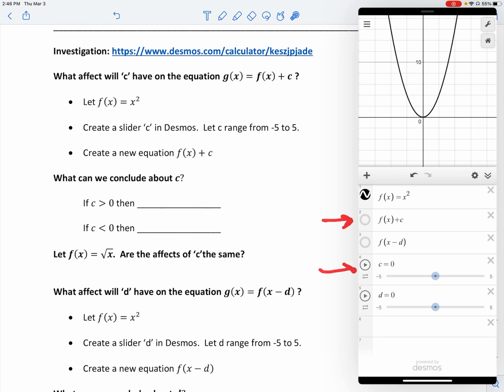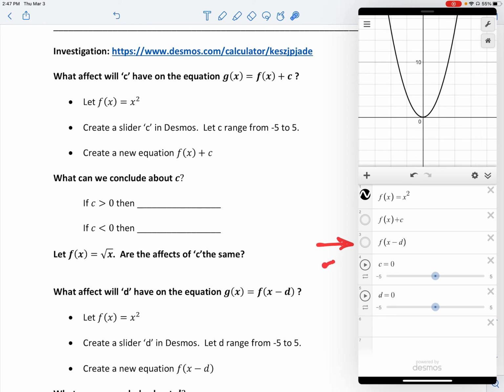What I've also done in Desmos is I've allowed c to become a slider. What that means is it's basically a parameter. If I hit play on here, that parameter can move from +5 all the way to 0 and then to -5. I'm just going to stop it back at 0. Move that over. There we go.